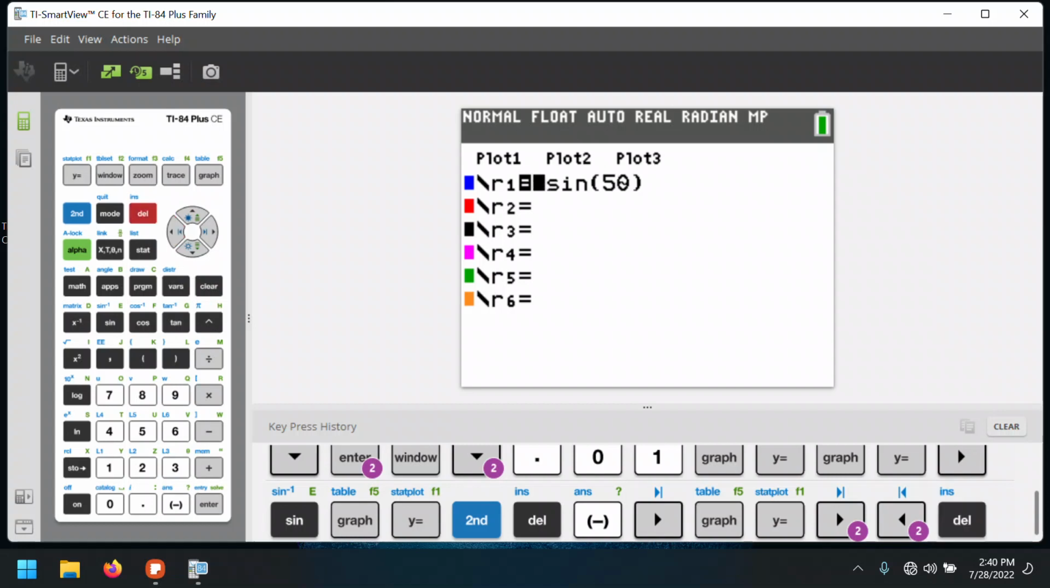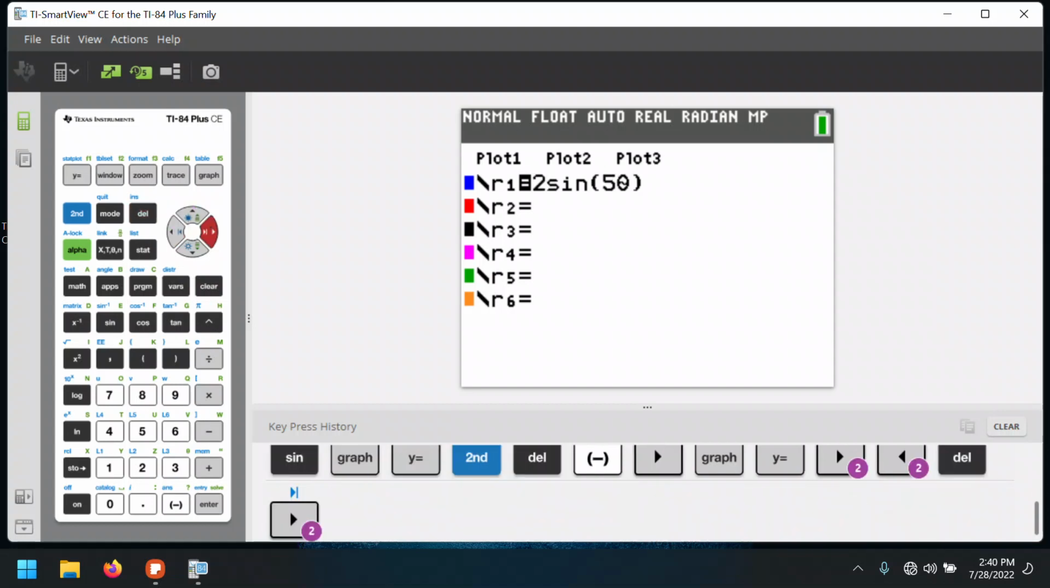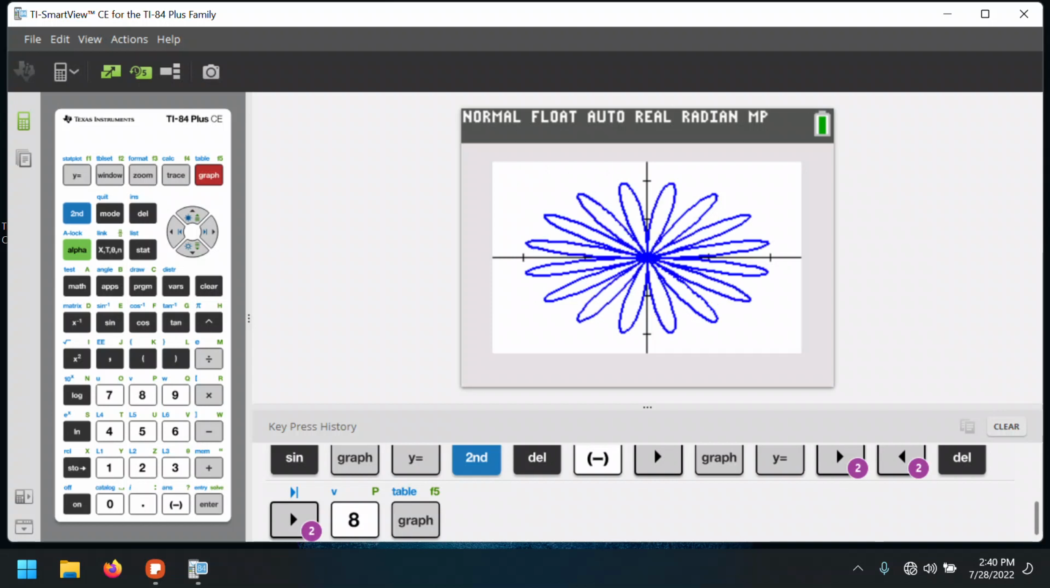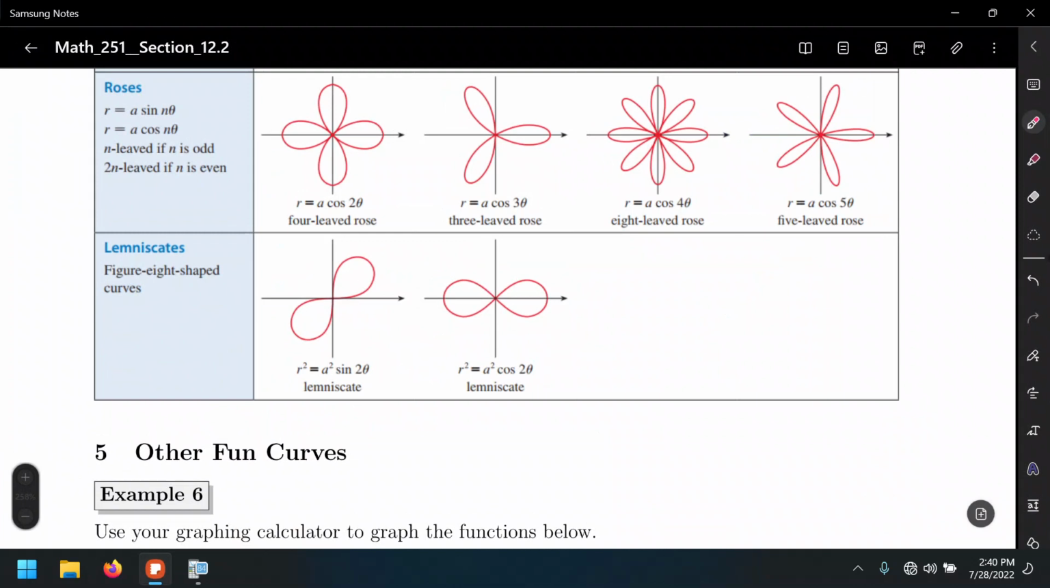Let me delete the negative sign, and what I'm going to do is sine of 8 theta. How many leaves will that flower have? 16. Let's have a look. There you go, 16 leaves. That's what it is. And of course, you can play with this and have pretty cool images right here.